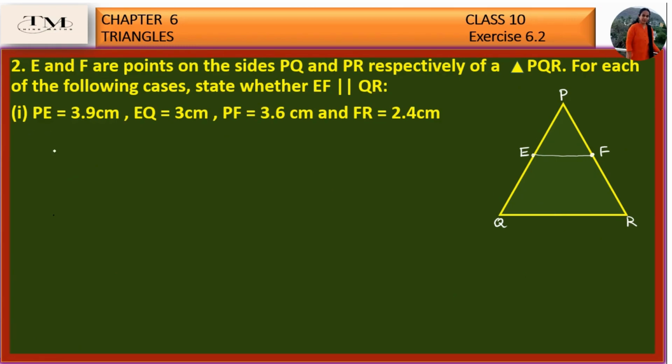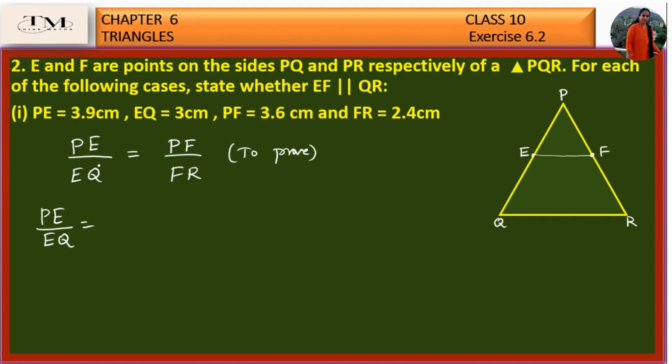So for this, what we have to do? We have to prove this ratio: PE by EQ should be equal to PF by FR. If we prove this, by converse, we will get EF parallel to QR. So let us take the left hand side first, PE by EQ. What is PE? It is 3.9. EQ is 3. So 1 3 is 3, 1 3 is 3, 3 3s are 9. So it is 1.3.